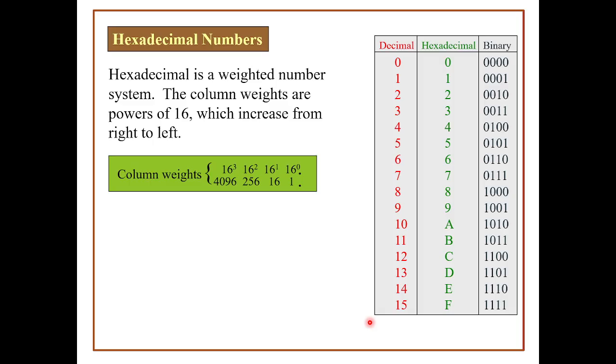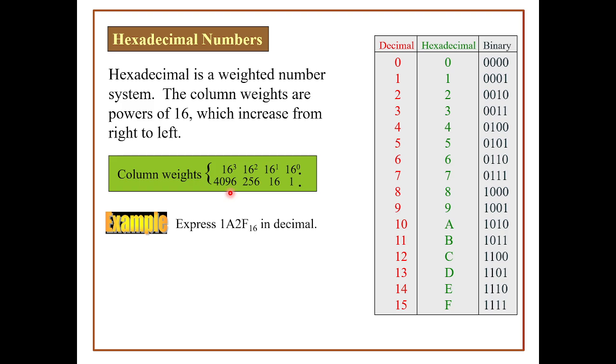Hexadecimal is a weighted number system. The column weights are powers of 16, which increase from right to left. So column weight 16 to power 0 is 1, 16 to power 1 is 16, 16 to power 2 is 256, 16 to power 3 is 4096.